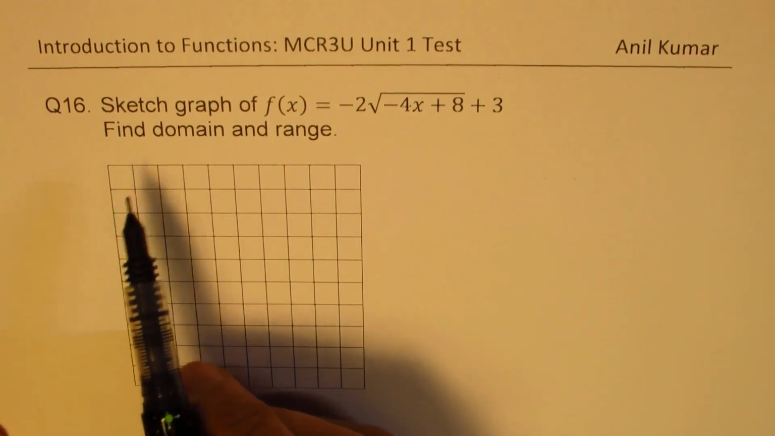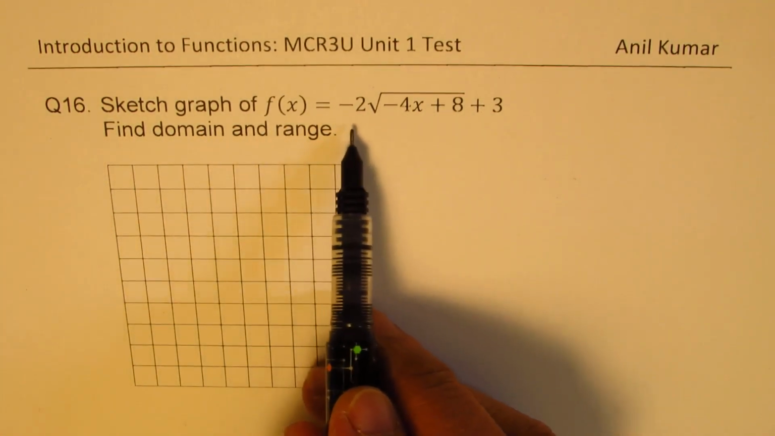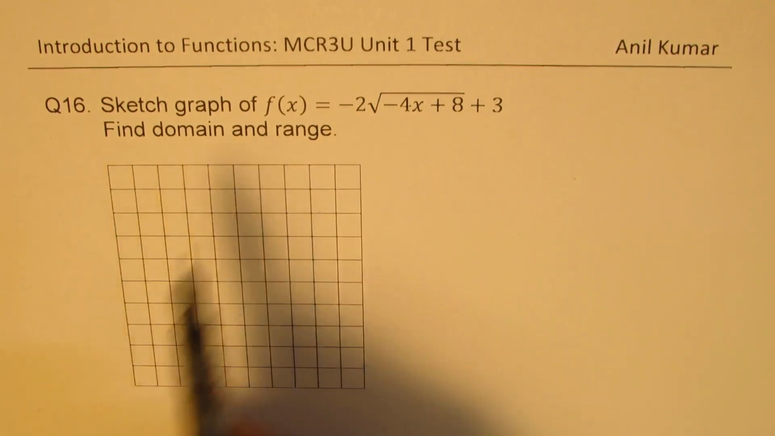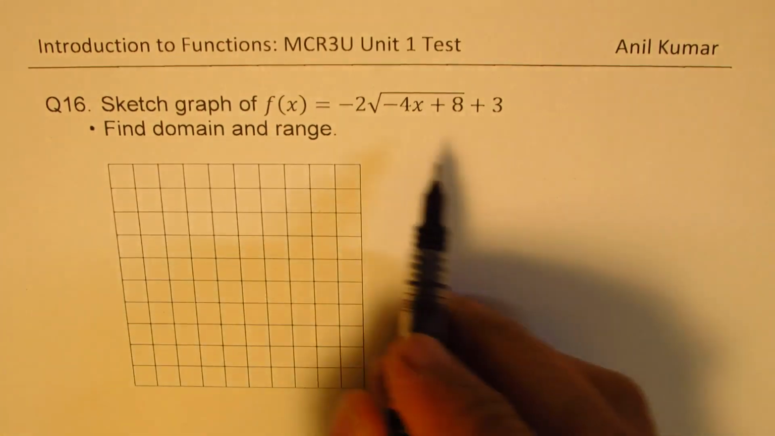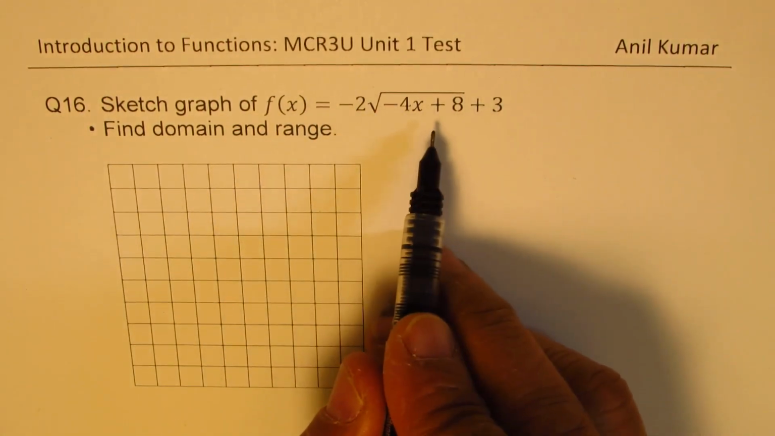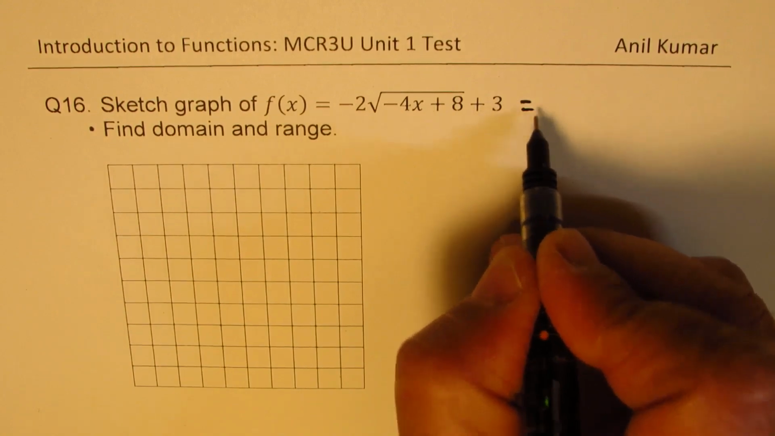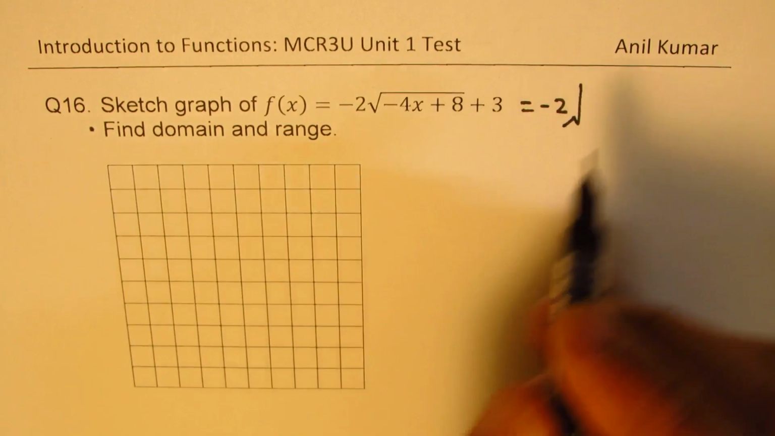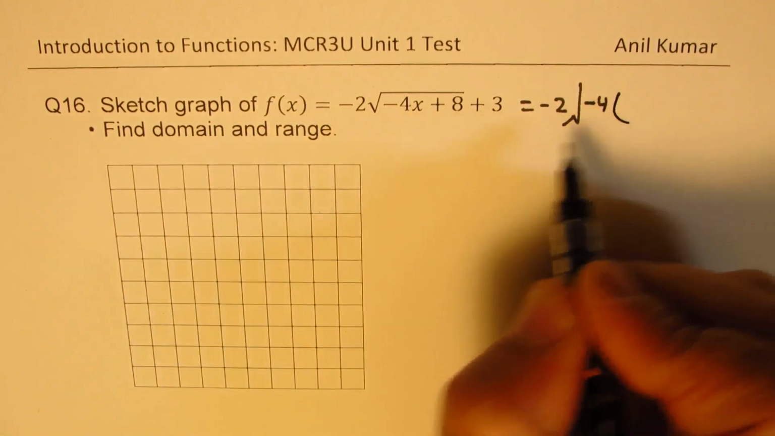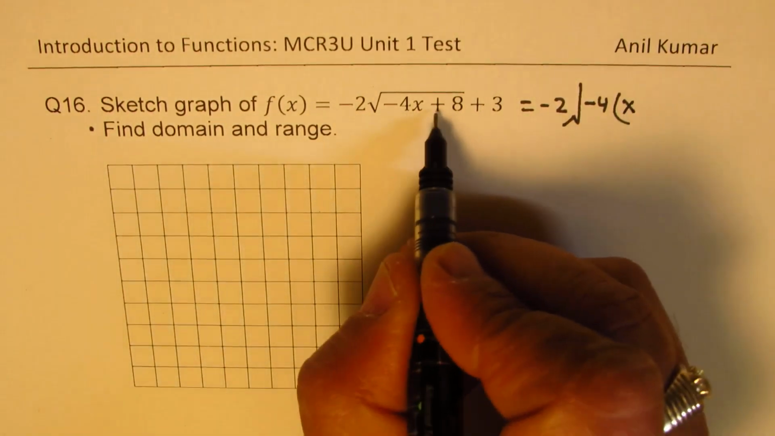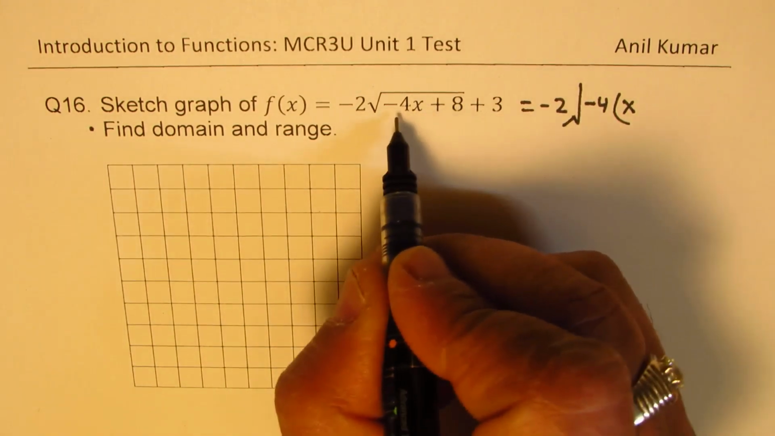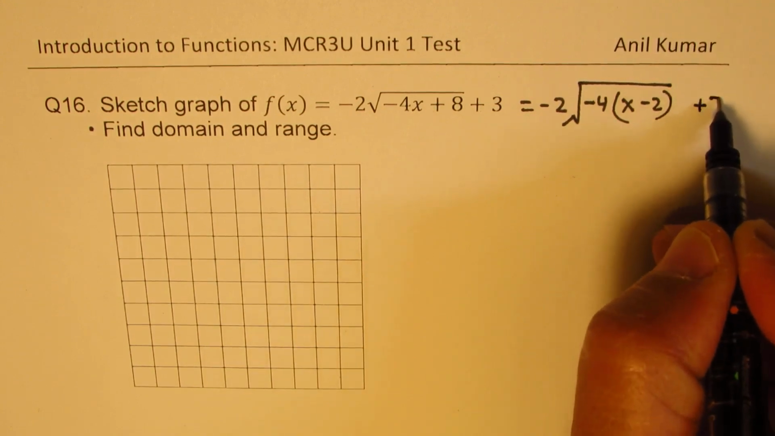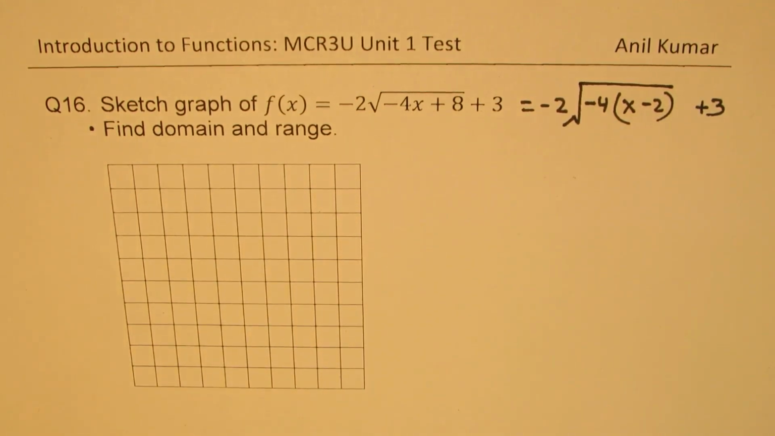Question number 16 is sketch the graph of the function minus 2 square root of minus 4x plus 8 plus 3. Find domain and range. So there are two parts to this. Whenever you're given a function in this form, first thing is to rewrite this. So we'll write minus 2 square root of minus 4. That has to be factored, right? So you get x, and that you divide 8 by minus 4. So you get minus 2, plus 3, correct? So that becomes your base.